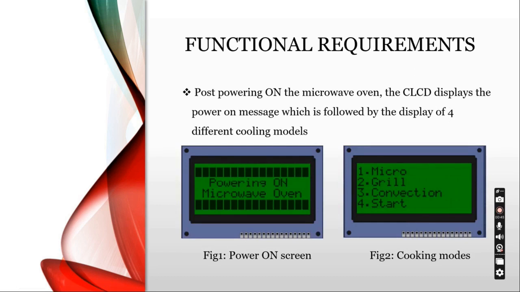Functional requirements. Post powering on the microwave oven, the CLCD, character liquid crystal display, displays the power on message, which is followed by the display of 4 different cooking modes. Figure 1 depicts the power on screen. Figure 2 depicts the cooking modes.